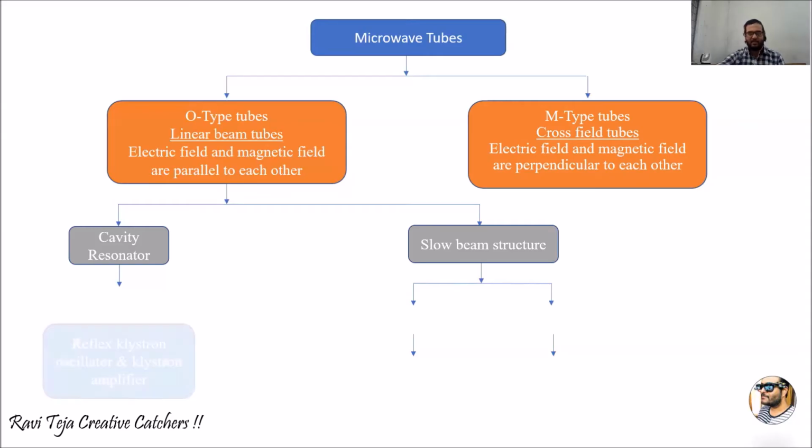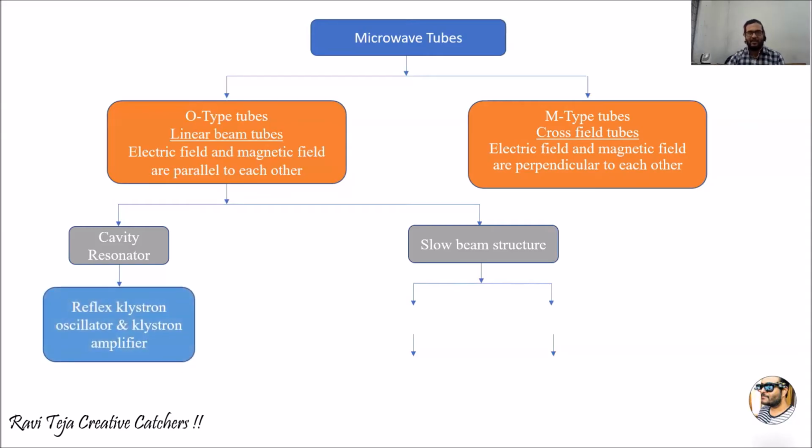The cavity resonator gives rise to the reflex klystron oscillator as well as the klystron amplifier. We have two types here, one an oscillator and one an amplifier. Both are used for generation and amplification of a microwave signal, where the reflex klystron is an oscillator which generates microwave signals, and the klystron amplifier is used for amplification of the microwave signal. This is based on a cavity resonator mechanism.